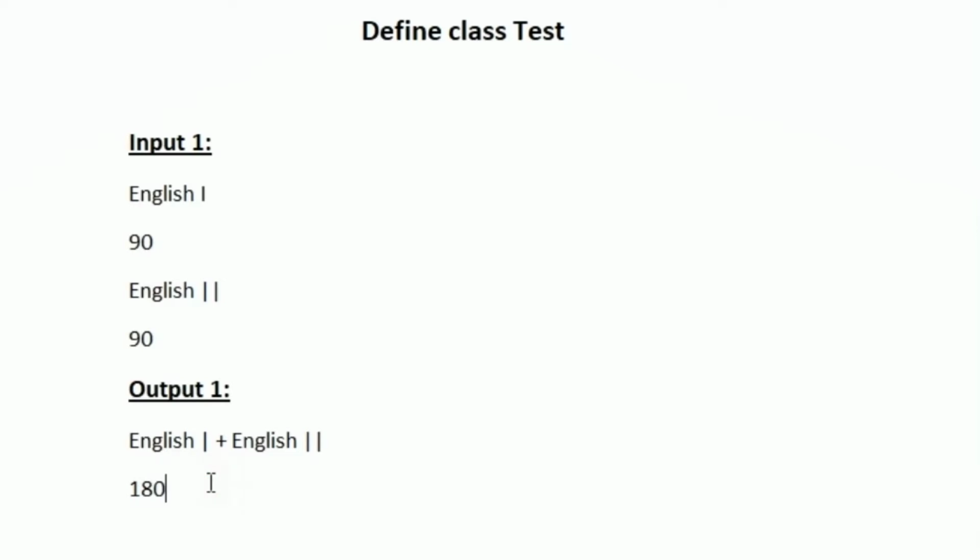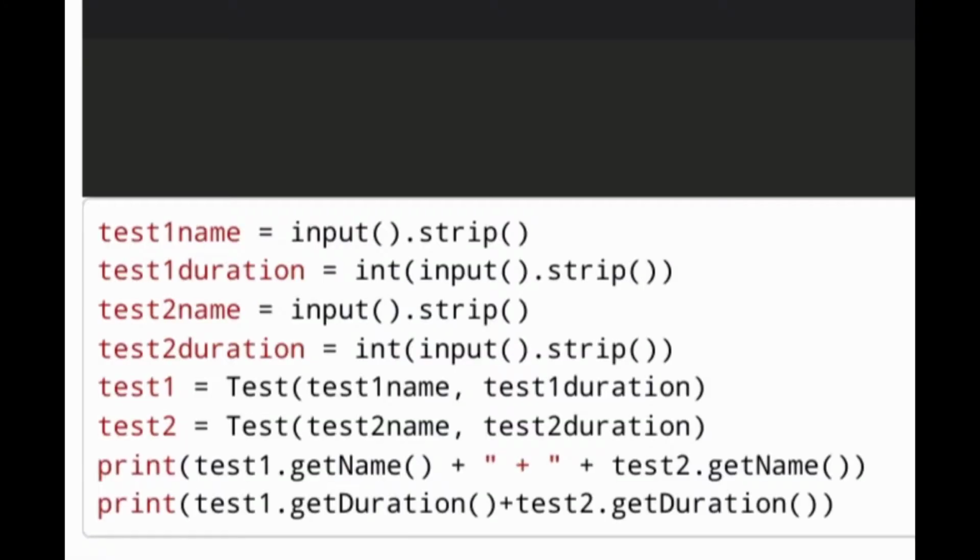Our task is actually to implement a class named test, which should be returning the subject name and the duration. So let us see the code which is already given to us. Here most of the code is already written. First we are accepting the first test name and the first test duration, and then we are accepting the second test name and the second test duration, and we are creating two objects for the class named test.